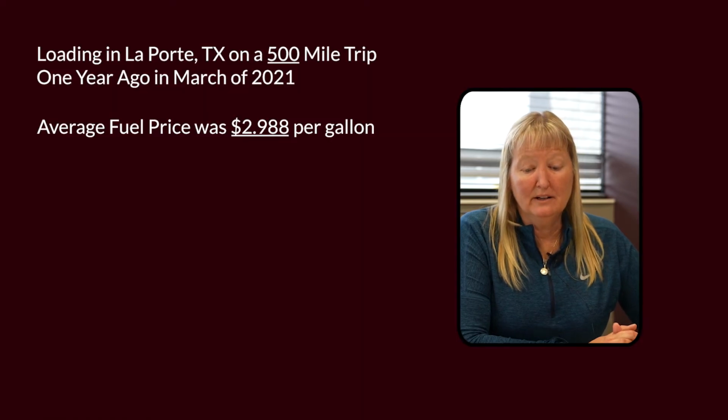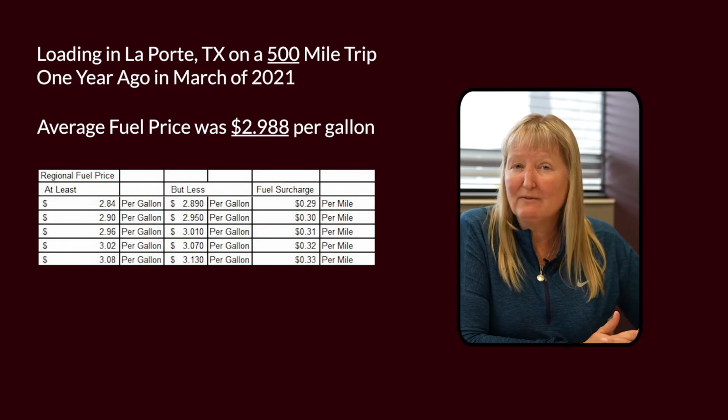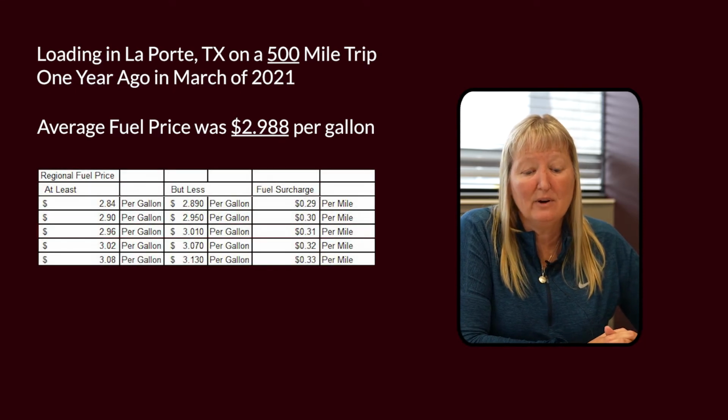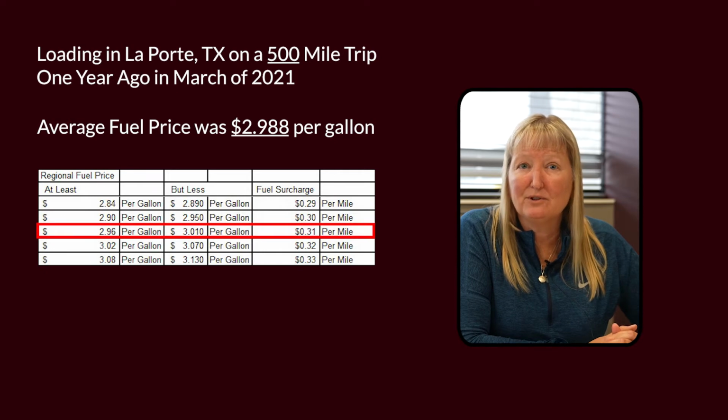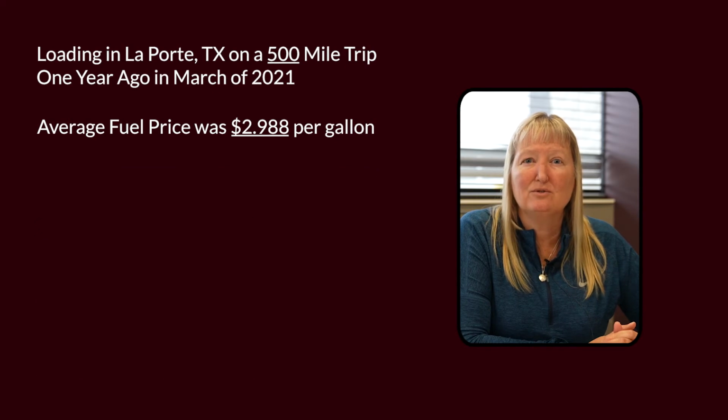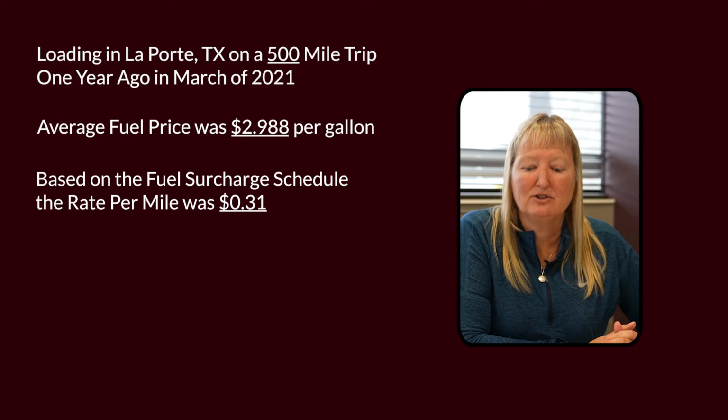So when we go to our fuel surcharge schedule, the same fuel surcharge schedule we used before, and we look up what was the fuel surcharge for that price of fuel, we go to the table and we see that the average price of fuel, 2.988 per gallon, falls between 2.96 and 3.01. So the fuel surcharge rate the same time last year would be 31 cents a mile.